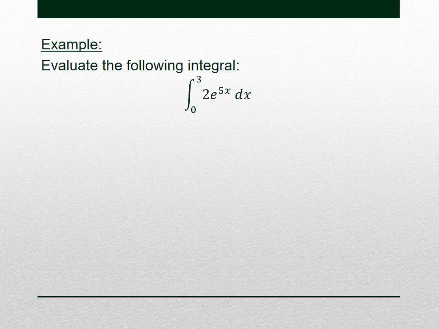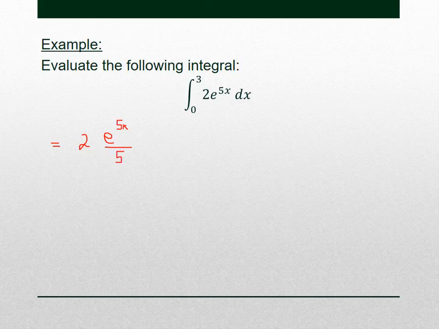So again, we want to evaluate this integral. So we have the definite integral from 0 to 3 of 2e to the 5x dx. So we know by that fundamental theorem of calculus, this is going to be equal to the antiderivative, and then we're going to evaluate it from 0 to 3. So we need the antiderivative of 2e to the 5x. So remember that 2 comes along for the ride. And the e to the 5x, when you take the antiderivative, becomes e to the 5x over 5.